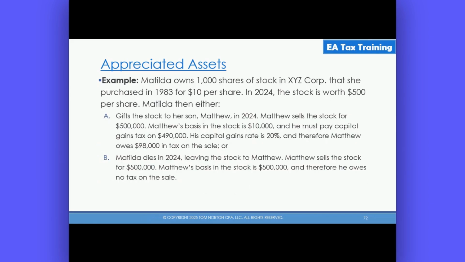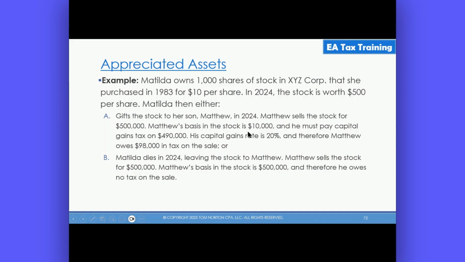So let's look at an example. Matilda owns 1,000 shares of stock in XYZ Corp. She purchased those in 1983 for $10 per share. In 2024, the stock is worth $500 per share. And so Matilda then either A, gifts the stock to her son, Matthew, in 2024. Matthew then sells the stock for $500,000.